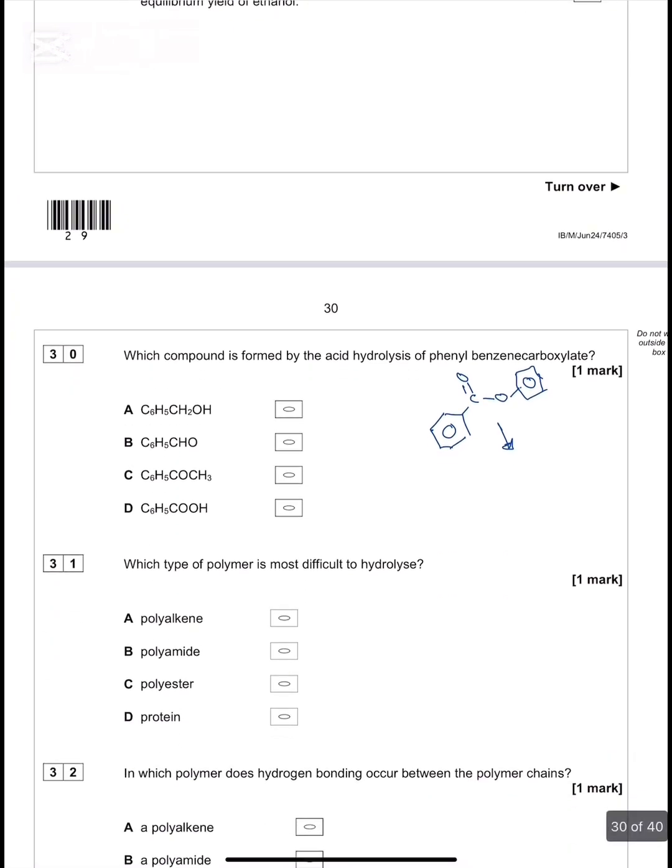Which compound is formed by the acid hydrolysis of phenylbenzene carboxylate? So I drew the phenylbenzene carboxylate, which is an ester, and we have the benzoic acid or benzene carboxylic acid, and we have the ester functional group. So when you do hydrolysis, you're going to break the ester functional group to give the acid, which is the benzene carboxylic acid or benzoic acid, plus the phenol. This is the one. So this is C6H5COOH, and this is the product here.